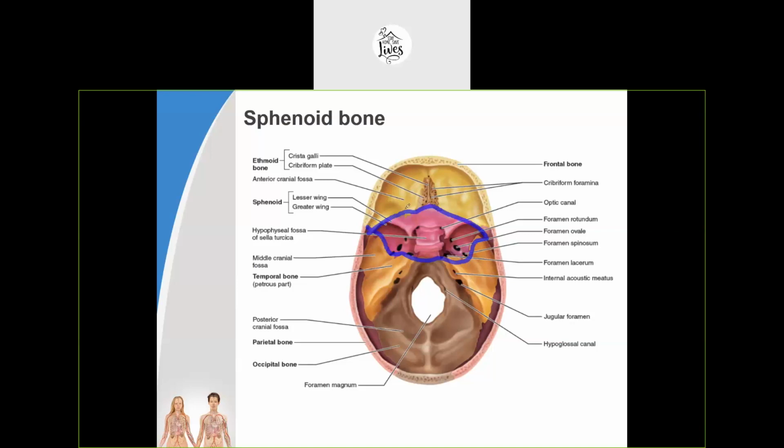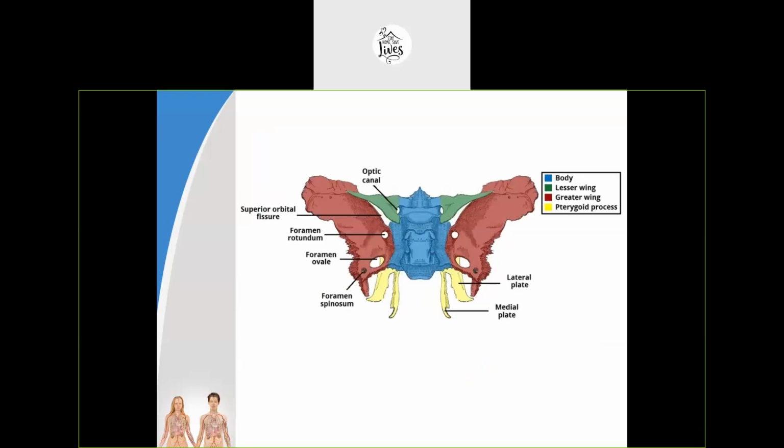So you can see that it articulates with the frontal bone, with the ethmoid bone, with the temporal and occipital bones, as well as, from the anterior side, we see it's participating in formation of the orbital cavity. And now, what do we have? I will just go to the next slide.